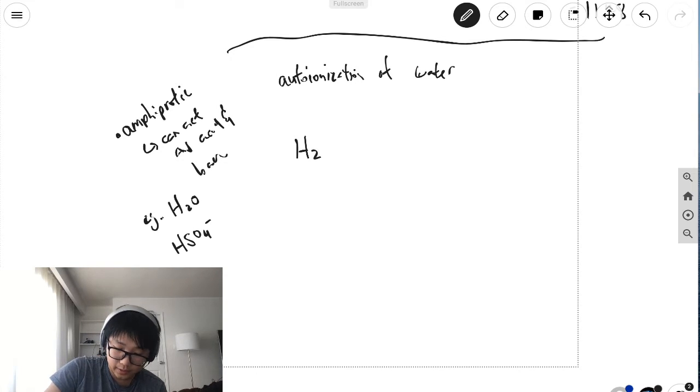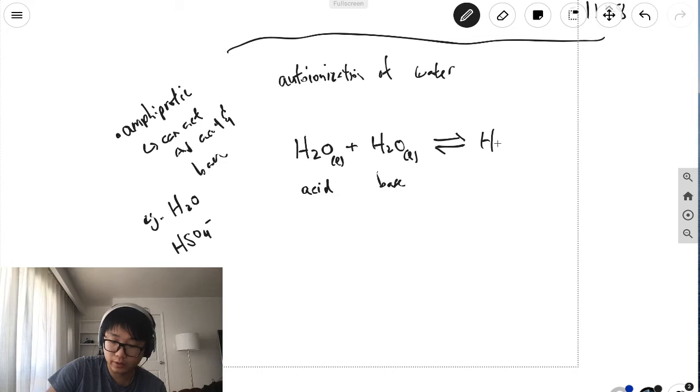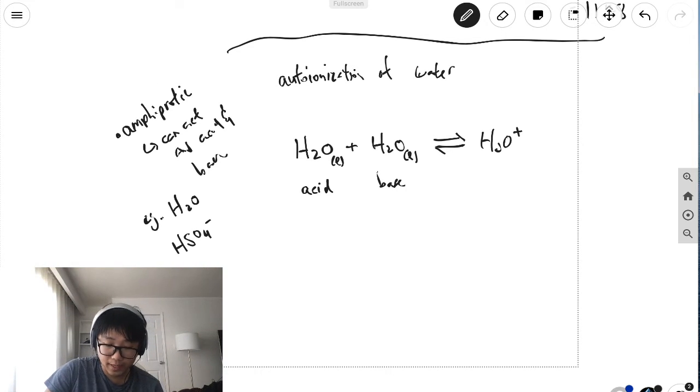Autoionization of water says this: if you have H2O, a glass of pure water lying somewhere, some of that water actually autoionizes itself in such a way that you have H2O plus H2O. One of them is going to act as an acid, which means the other one's going to act as a base. Very minimally though. So if H2O gains a proton, it becomes H3O plus, and then one of them loses a proton, and you get OH minus.